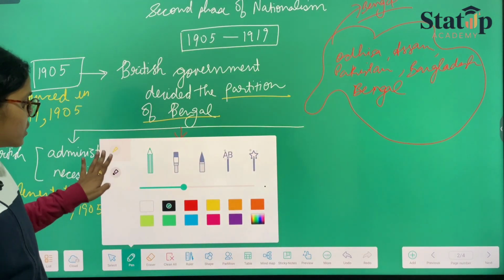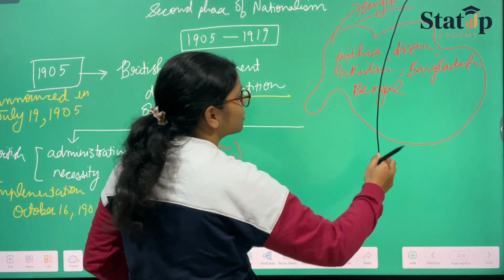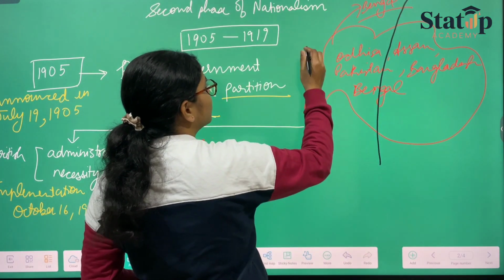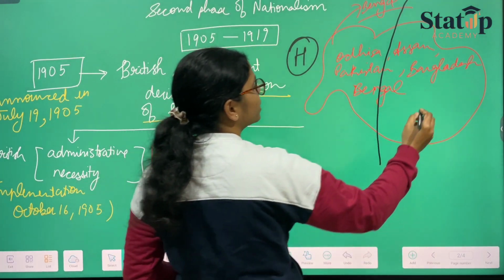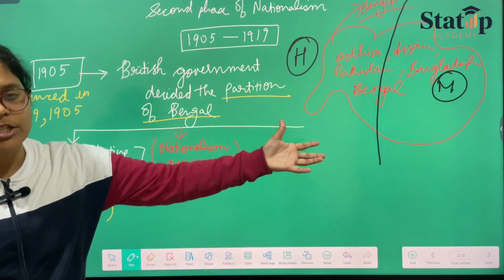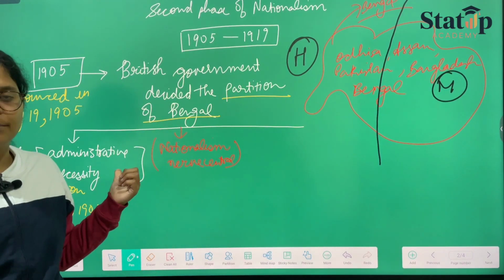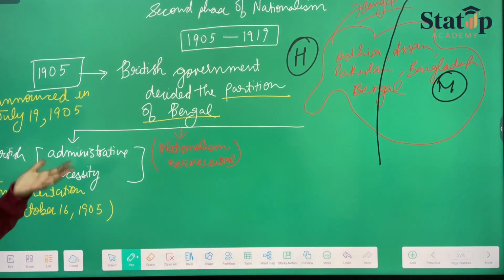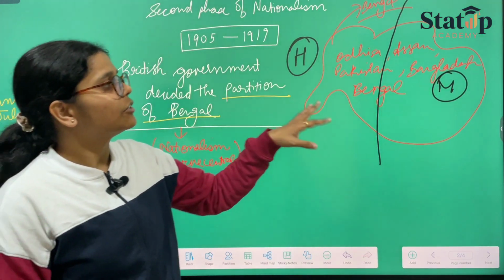Therefore, Bengal was partitioned on the basis of religion: on the right side would be the Hindu community, and on the left-hand side the Muslim community. These two communities were divided, and the reason given was administrative necessity, but the actual reason was that the rise of nationalism had the central nerve there.